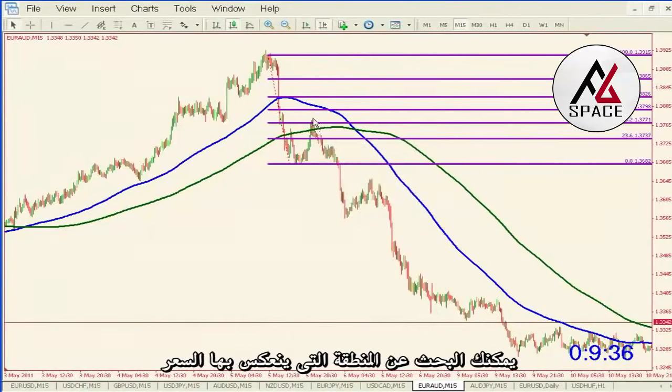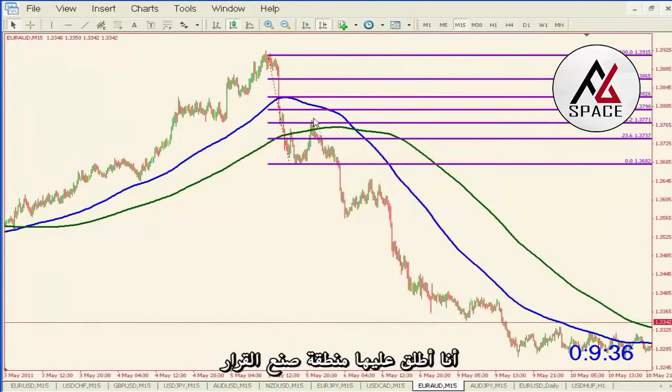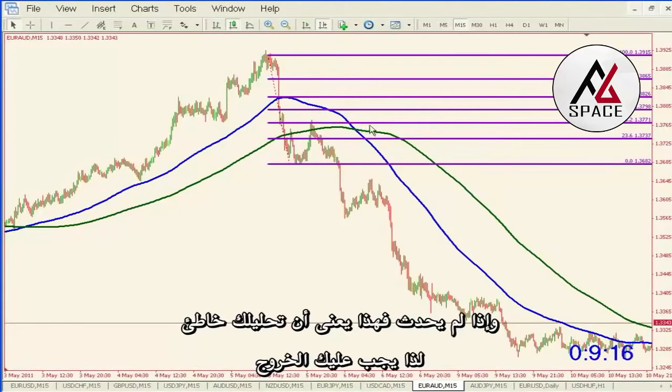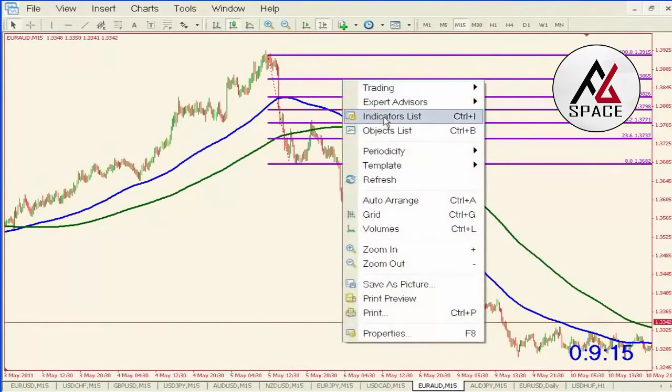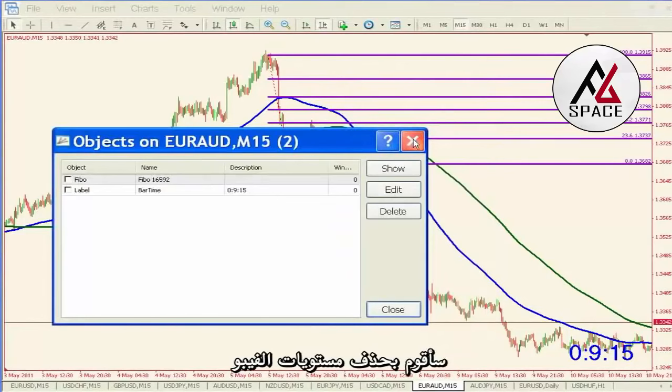You're looking at areas where there can be something happening. I call them decision-making areas. So this is an area, this is an area, this is an area right here, 61.8, 50%. These are areas where you're looking for something to happen in the market. And if it doesn't happen, then again, your analysis is wrong. So you have to get out. But I'm going to remove this fib and show you.